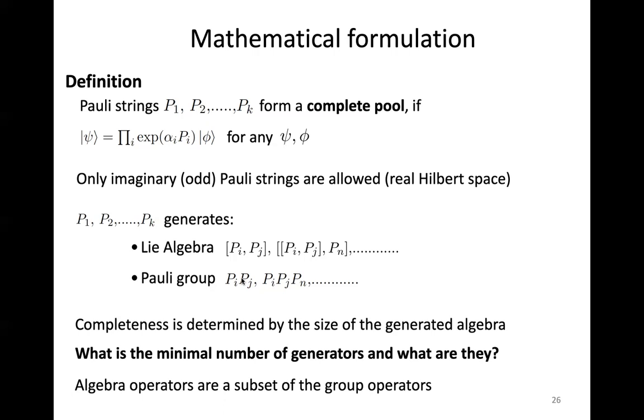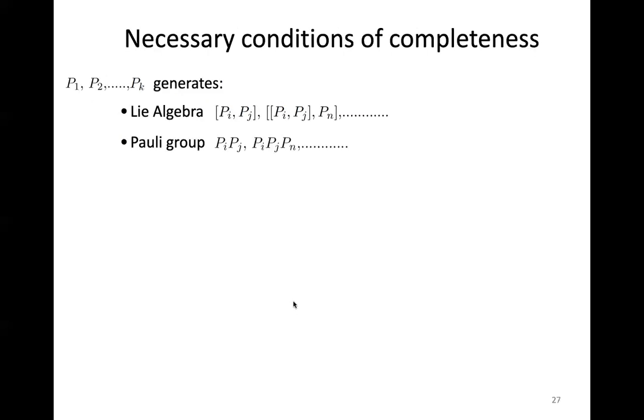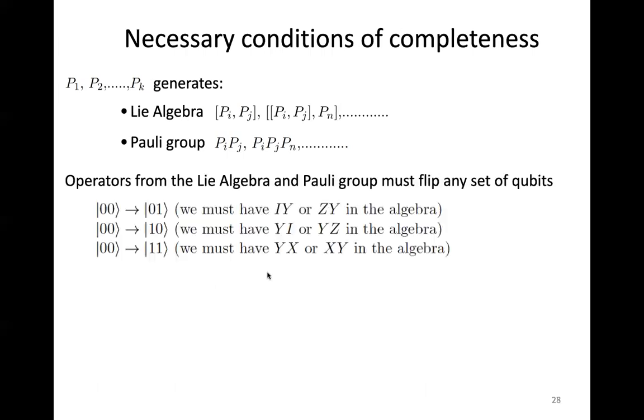So if our group is too small to host enough operators to make this transformation from phi to psi, then our algebra is too small as well. And working with the group is a lot easier. That was basically the idea that we used. So first of all, one can notice that the operators from the Lie algebra and from the Pauli group must be able to flip any set of qubits.